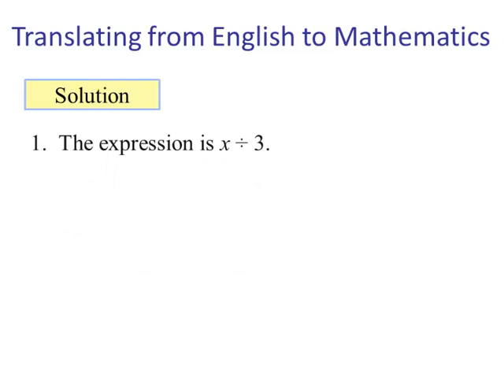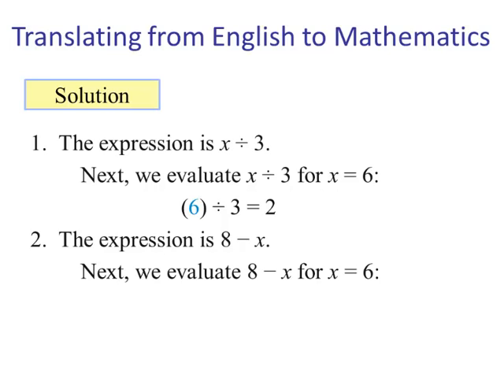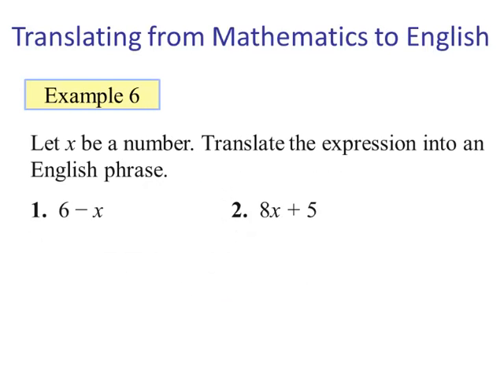So the expression for number 1 is x divided by 3. And if we evaluate this expression, when x is 6, we have 6 divided by 3, which is 2. Number 2, the expression is 8 minus x, because we are subtracting x from 8. So if we were to evaluate this, this would be 8 minus 6, which is 2.